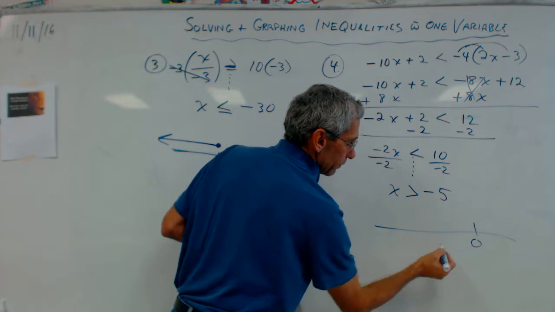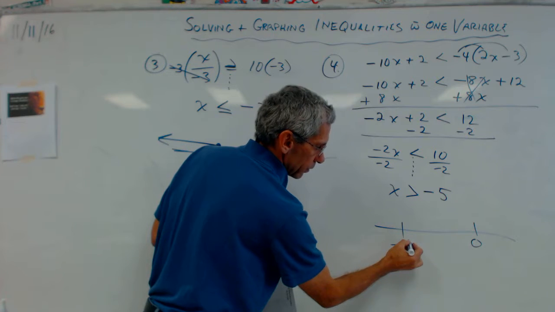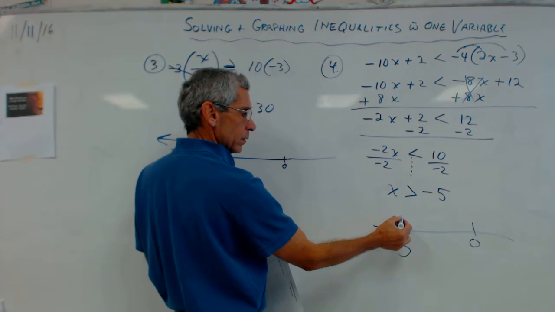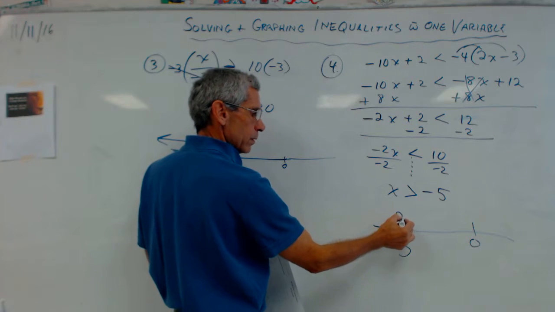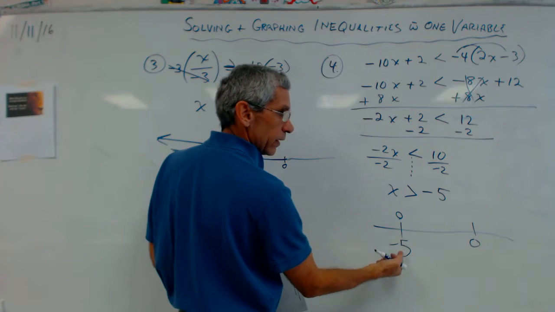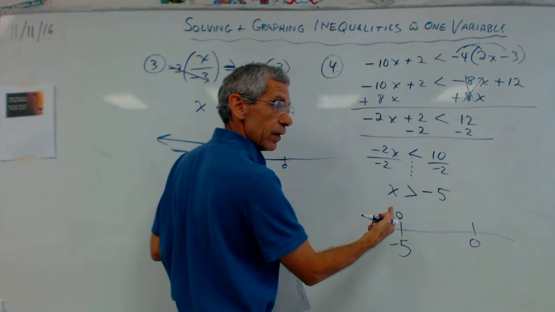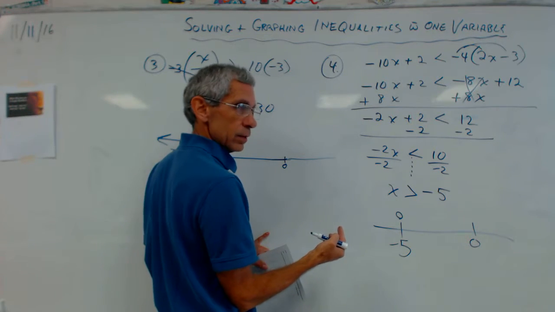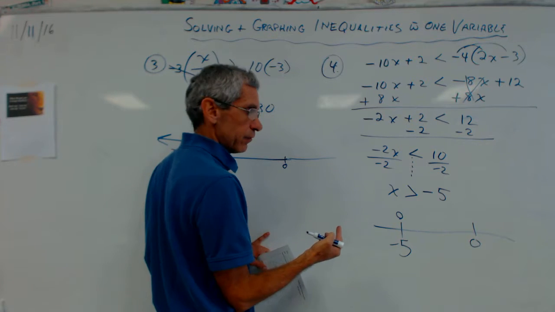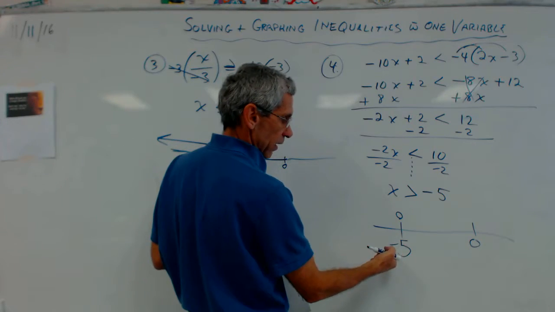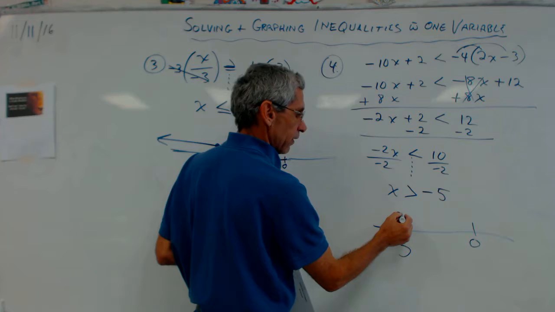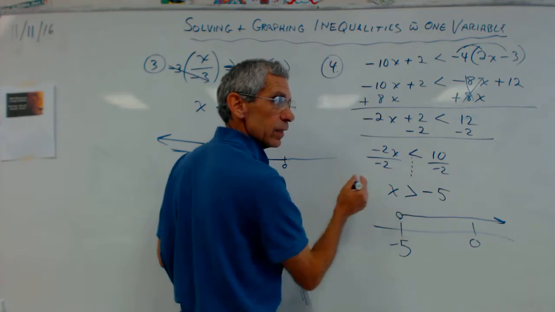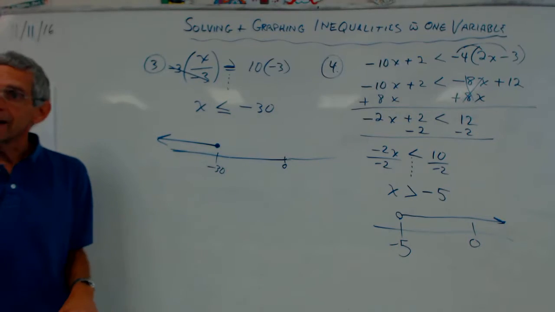Here's 0. Here's negative 5. x is greater than, open or solid? Open, because it doesn't include negative 5. It's only bigger than negative 5, right? See that? Make sense? And which direction do I shade? Where is it bigger than negative 5? 0 is bigger than negative 5. A million's bigger than negative 5. I have to go that way. Or just follow the direction of your inequality sign, as long as x is on the left.